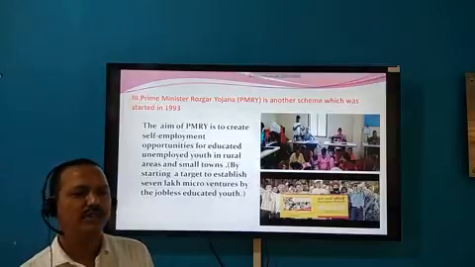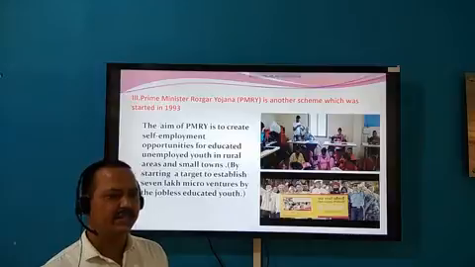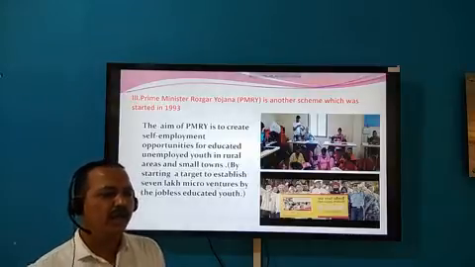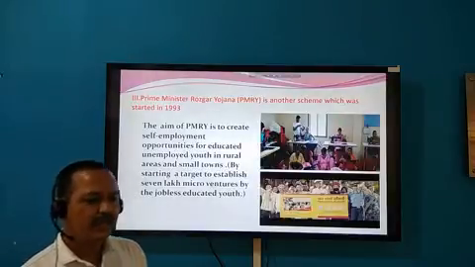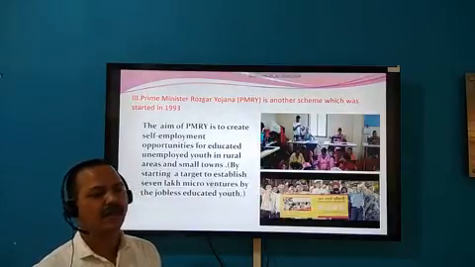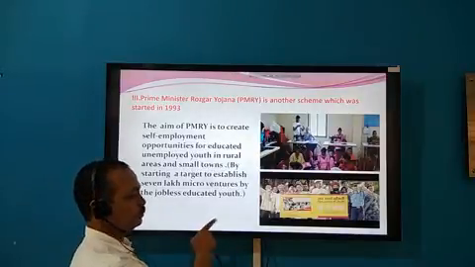Next one is Prime Minister Rozgar Yojana. The aim of PMRY is to create self-employment opportunity for the educated unemployed youth in rural areas and small towns, starting with a target to establish 7 lakh micro-ventures by the jobless educated youth.